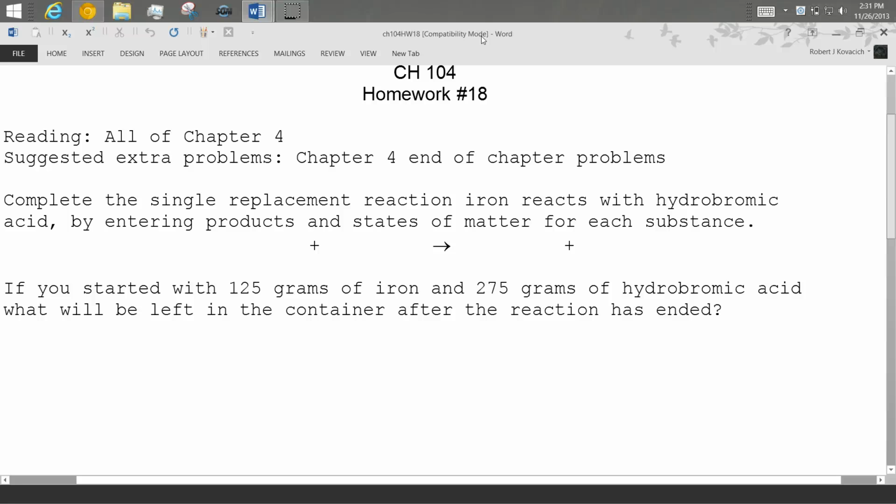So we're gonna have a single replacement reaction here, and we're reacting iron with hydrobromic acid. And I want the products in the states, and obviously balancing if that's necessary. So I'll put iron.